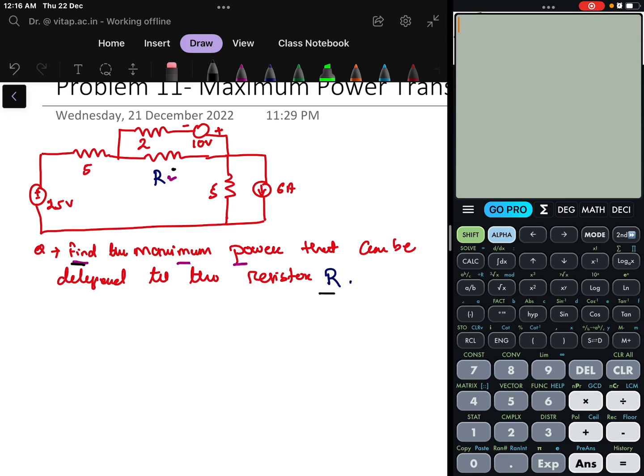We need to find such a resistance whose value will be equal to the equivalent resistance of the circuit, that will be equal to RTH. And to find the maximum power, we need to calculate the VTH also.